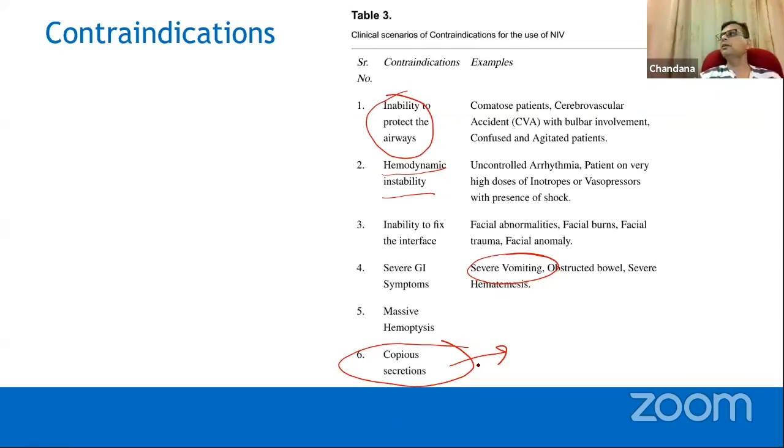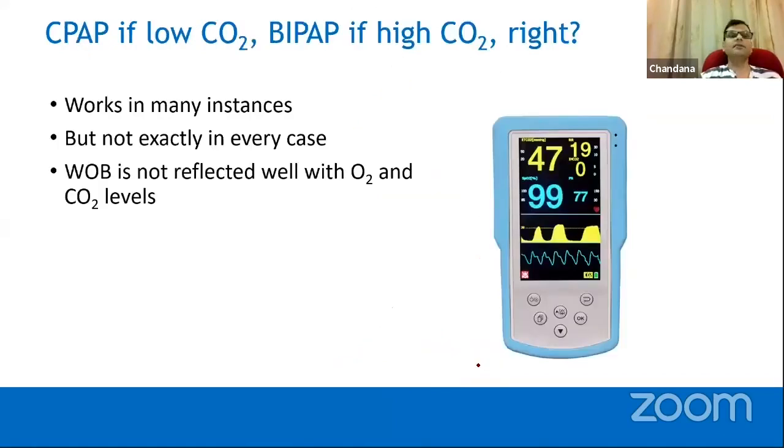So those are the kind of contraindications. And this is the kind of normal theory. People think if you have low carbon dioxide, you apply CPAP. You have high carbon dioxide, you apply BiPAP because it provides ventilation. So this is fairly okay. It works in many instances, but my teaching is, you try to use BiPAP all the time.